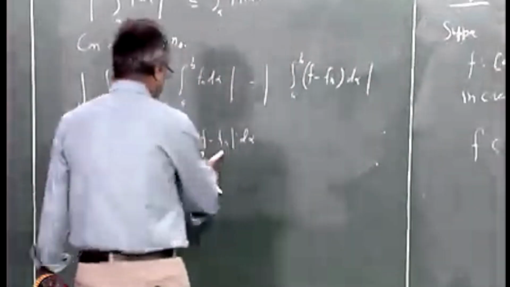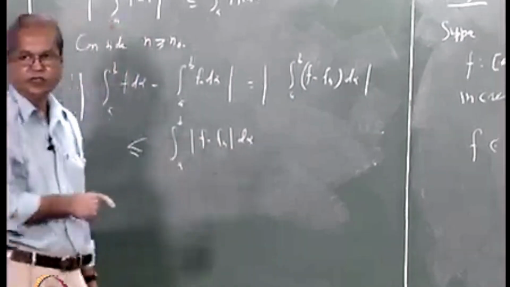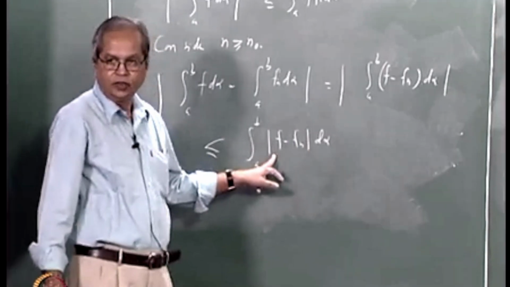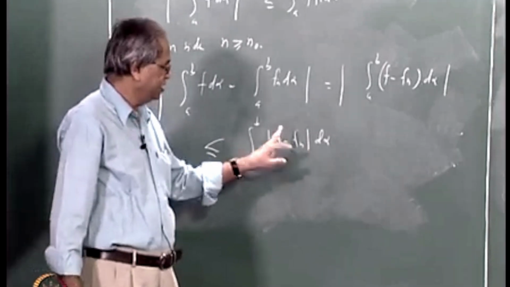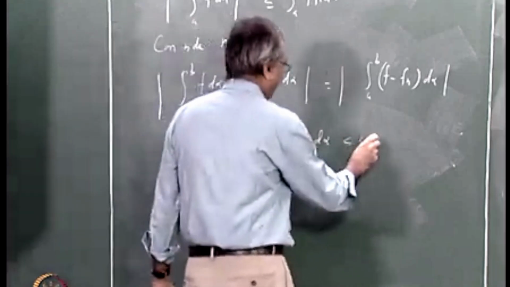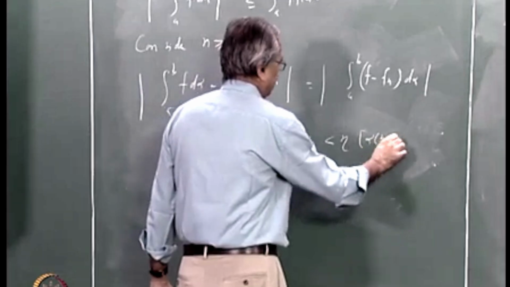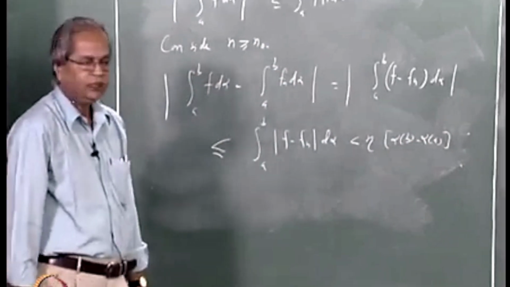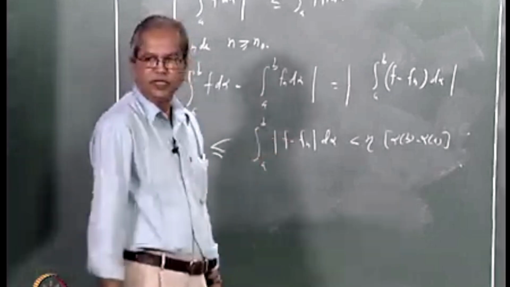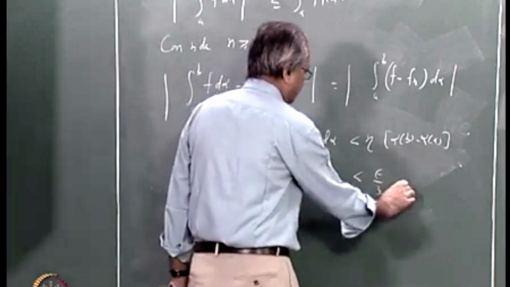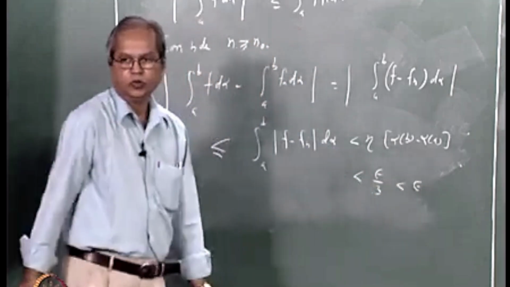So what follows from that? If you look at the function mod f minus fn x, its value is less than eta for every x in [a, b]. So what can we say about the integral? The integral will be less than eta into alpha b minus alpha a, and we have already seen that this must be less than epsilon by 3, and epsilon by 3 is always less than epsilon, okay.